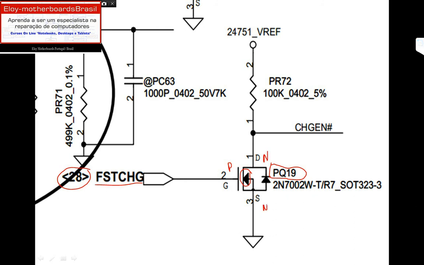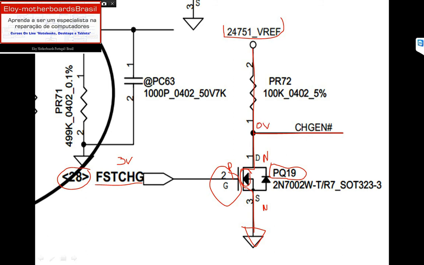So when this 3 volts, forced charge, arrives at the gate of PQ19, PQ19 will activate. This 24,751 voltage reference will be present in here. When these 3 volts activate PQ19, what will happen is this voltage right here will be taken to source or GND, and here we will have 0 volts.